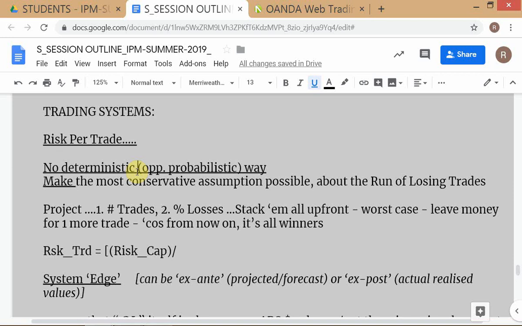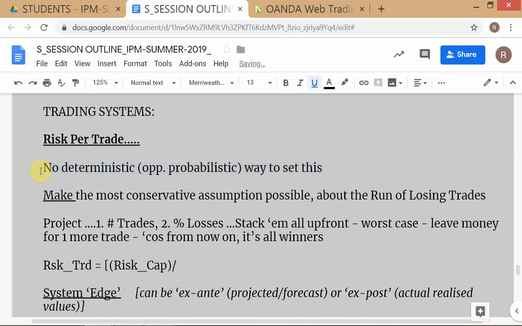So is this clear? You've learned two terms now: deterministic versus probabilistic. What we are saying is, as far as the risk per trade is concerned, there is really no deterministic way to set this. By this I mean risk per trade. We are trying to determine this risk per trade now. So there is no deterministic way to set this. The opposite of deterministic is probabilistic.